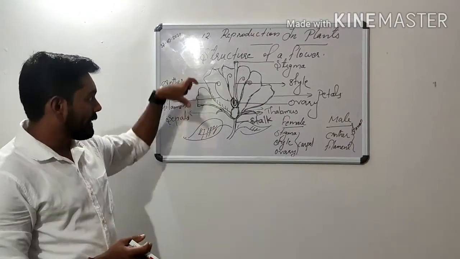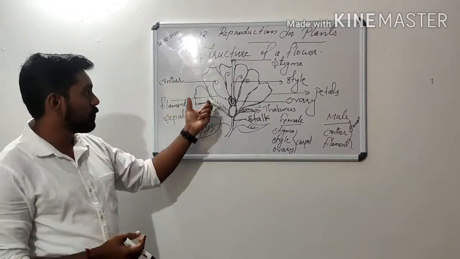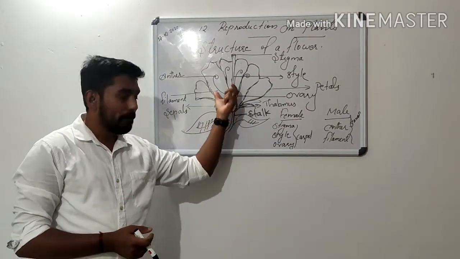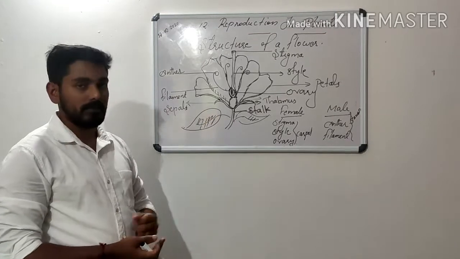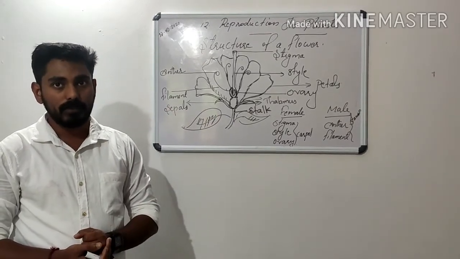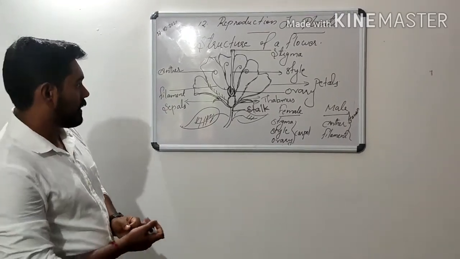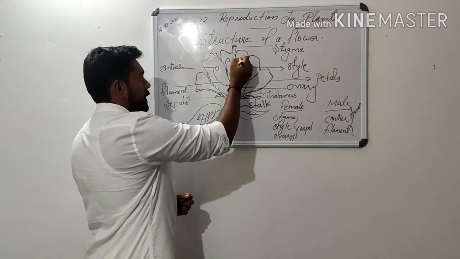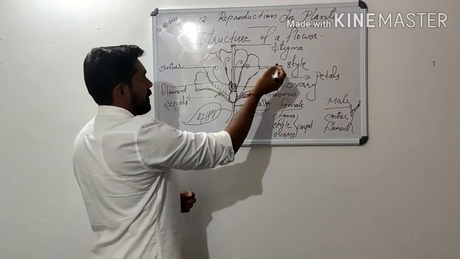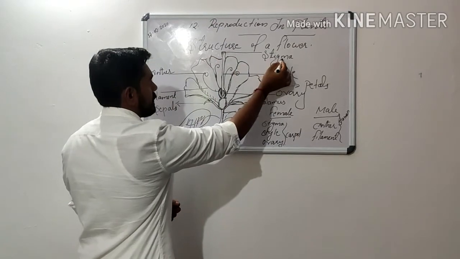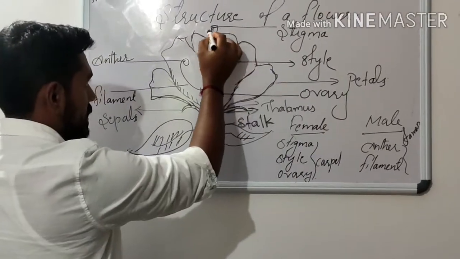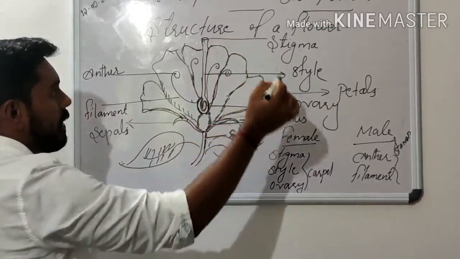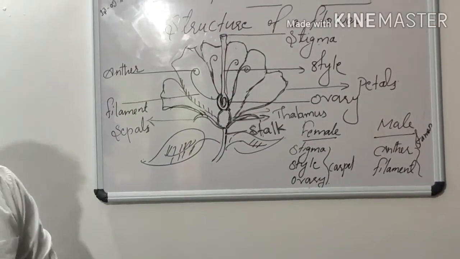When we go inside the flower, there are two parts, the male and female parts of the flower. Inside the flower, you can find a structure. This is the stigma, this is the style, and this is the ovary. It is the female part of the flower. What is that?